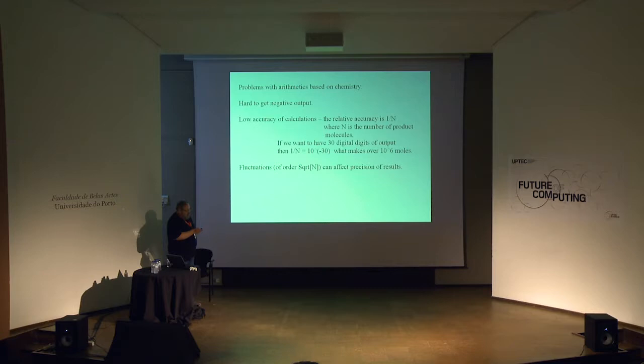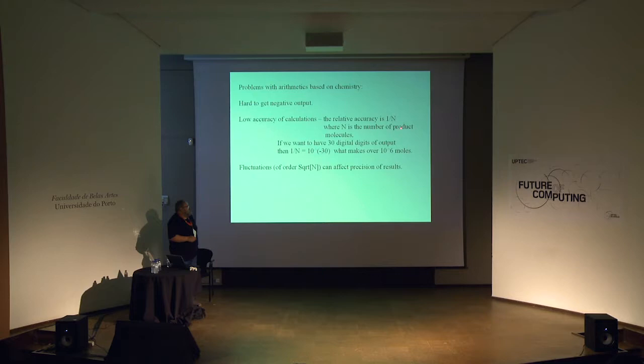Well, so this is the arithmetics based on chemistry, but if you code your output information in concentrations of chemical substances, it's hard to get a negative number because concentration should be, in the worst case, zero, but generally positive. Then we have low accuracy of calculations. The relative accuracy is 1 over n, where n is the number of product molecules. So let's assume that you want to calculate 30 digits of output, and you can do it with quad precision in most of the compilers.